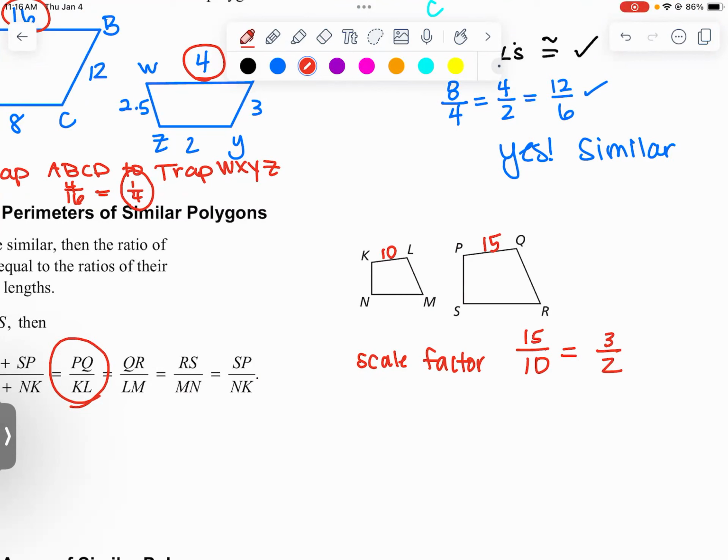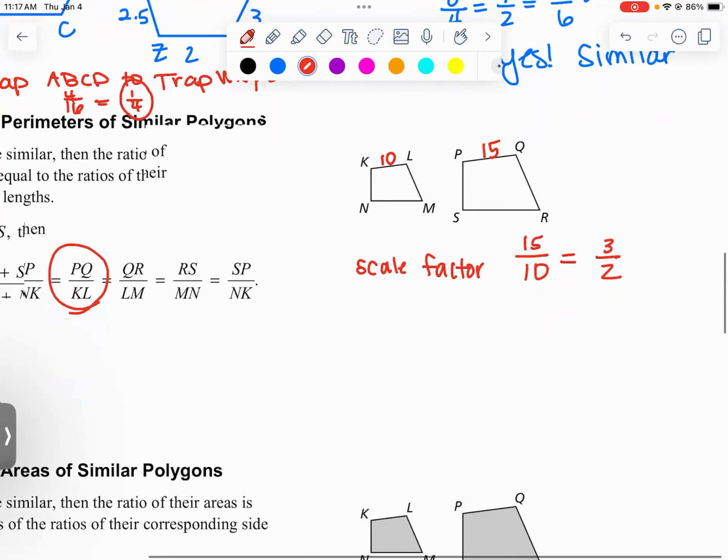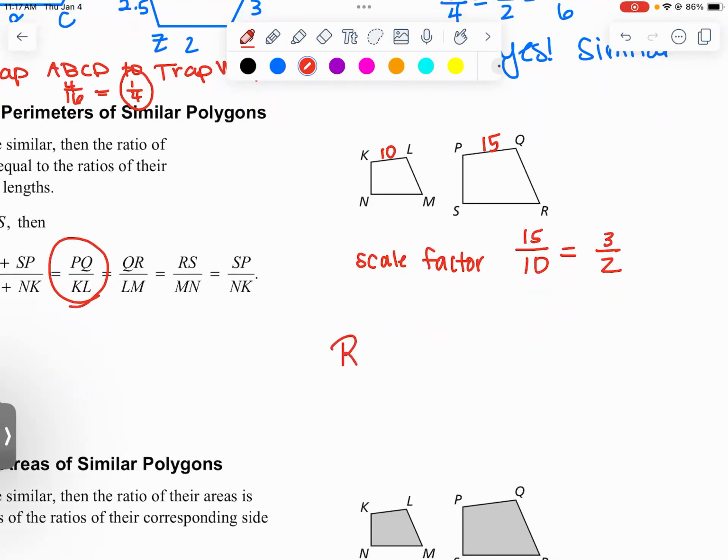Okay, which means the ratio of our perimeter, okay, this means ratio of perimeters is also 3 over 2.